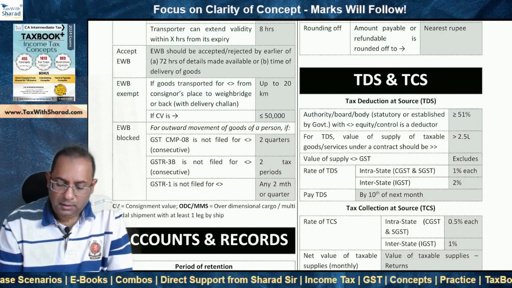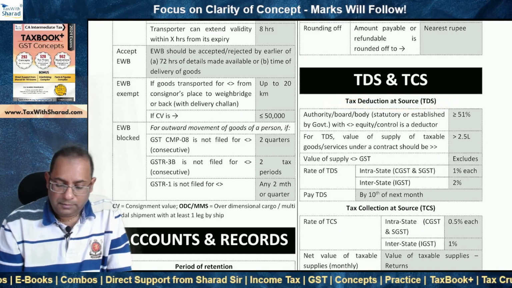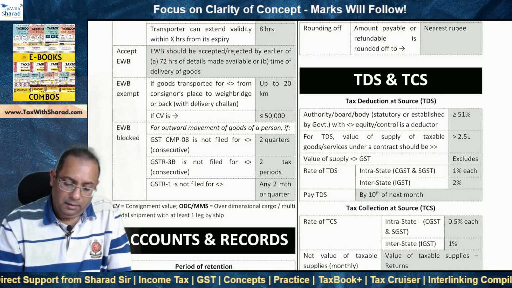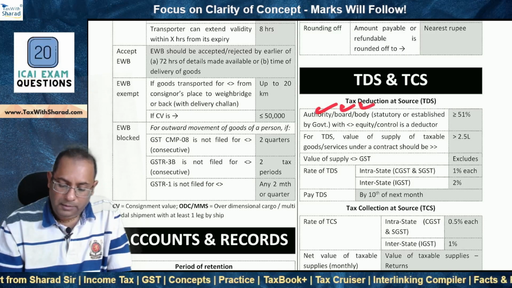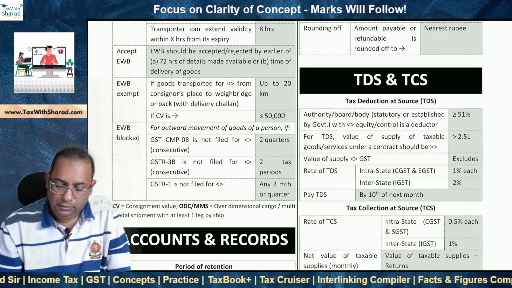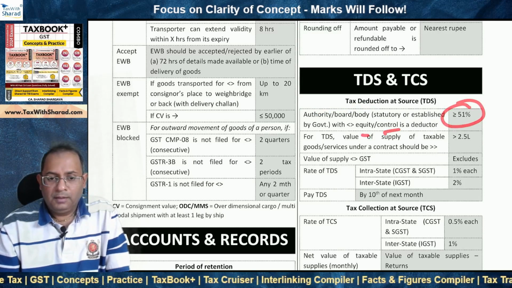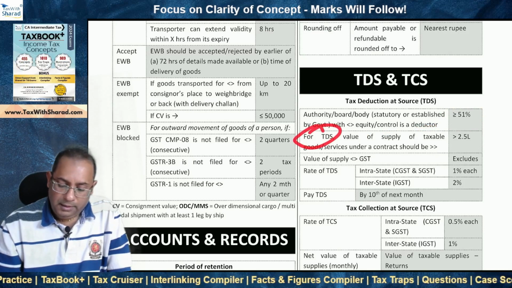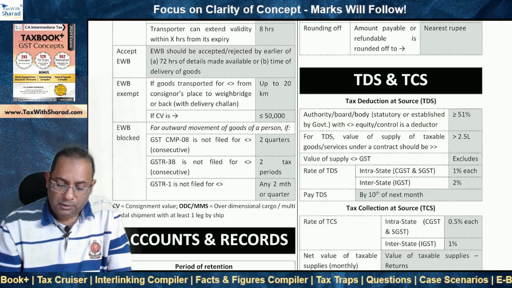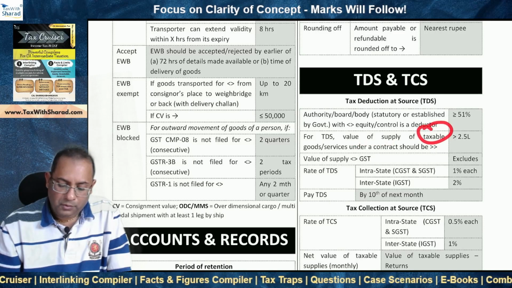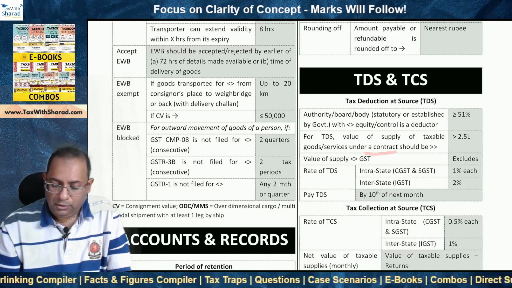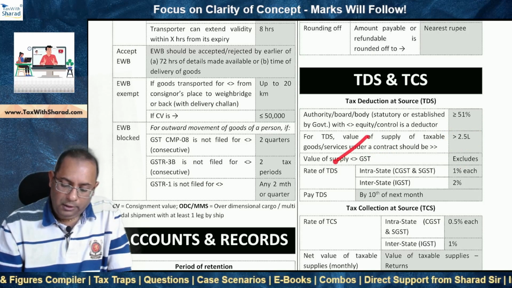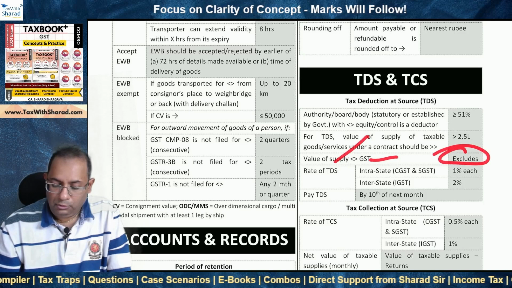TDS and TCS. Tax deduction at source, TDS. Who is supposed to deduct? There is a list of deductors, and one item in the list is an authority, board or body, statutory or established by the government, with 51% or more equity or control. Such authority, board or body is a deductor. For TDS, what should be the value of supply? The value of supply of taxable goods or services under a contract should be more than 2.5 lakh. And when we compute value of supply, GST is required to be excluded.